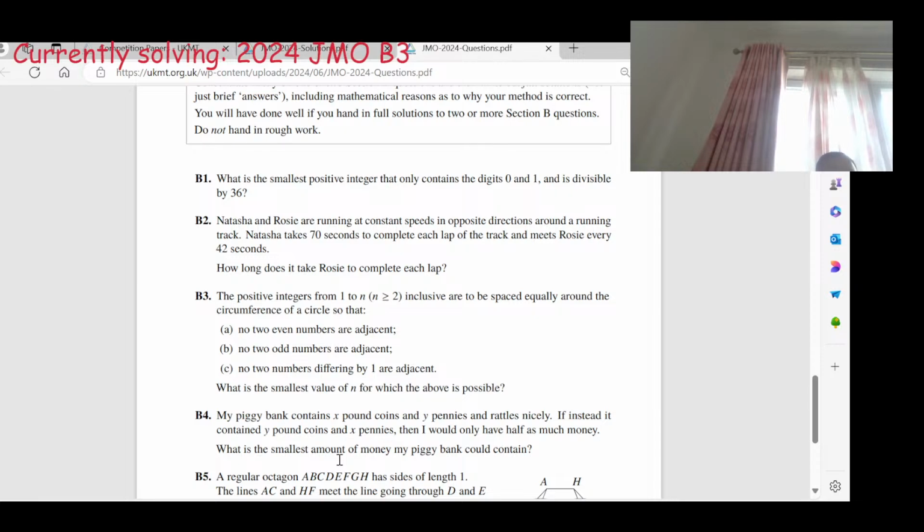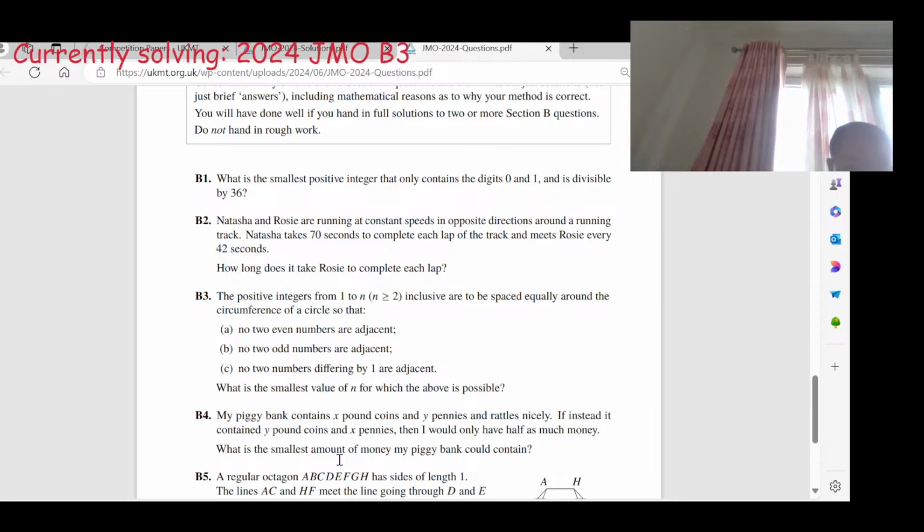No two even numbers are adjacent, no two odd numbers are adjacent. No two numbers differing by one are adjacent. That's quite hard. I hate combis. They're so bad.